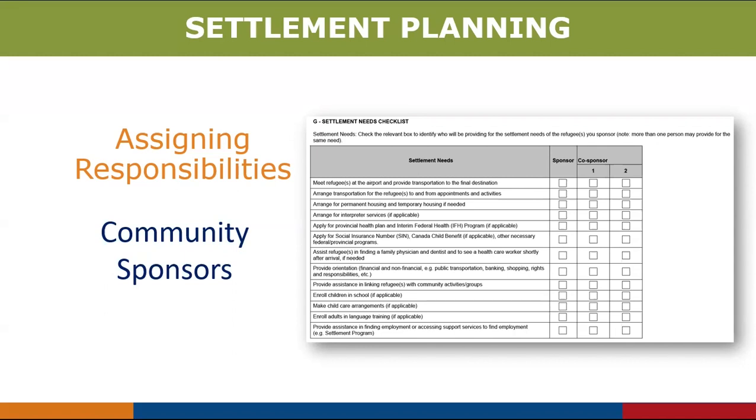And so you can put a check mark next to meet the refugees at the airport. You can say that the sponsor and both co-sponsors will be doing that. Or you can select just one person to be responsible for one of these activities. But again, you are not leaving everything up to one single person to do all of these things. Remember, sponsorship is a group undertaking.